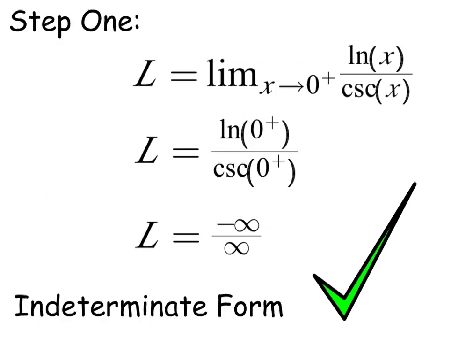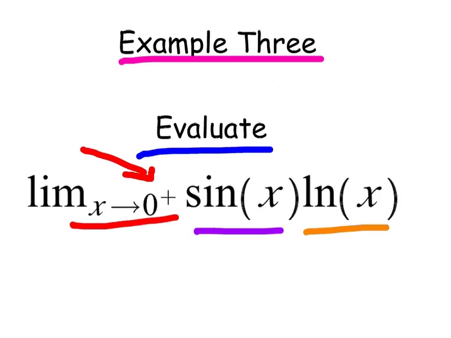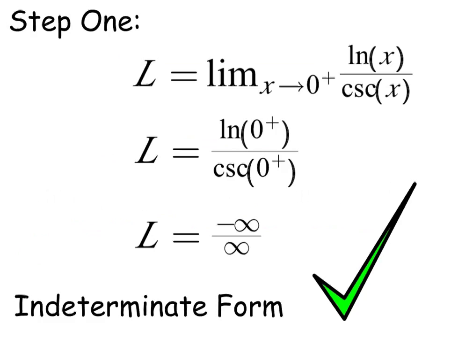So let's go ahead and plug in 0. Now here's what's crazy, okay? Let's go back to sine. If you rewrite sine using one of the quotient identities, okay, sine is 1 over cosecant, right? Just like 1 over cosecant is sine. So by rewriting it that way, you get a fraction. And what fraction do you get? You get natural log of x over cosecant of x.